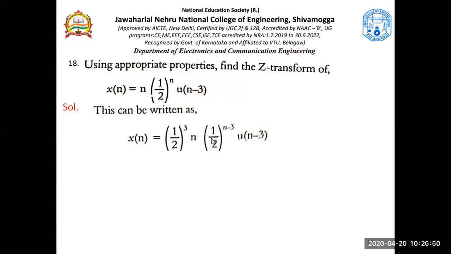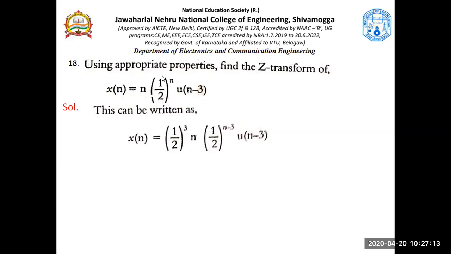Where is that (1/2)^-3? (1/2)^-3 is combined here now. See, this (1/2)^-3 needs to be brought. So that (1/2)^-3 we have brought here. Since it is brought along with this signal, we need to have (1/2)^3 as compensation for that. Is everybody okay with this?